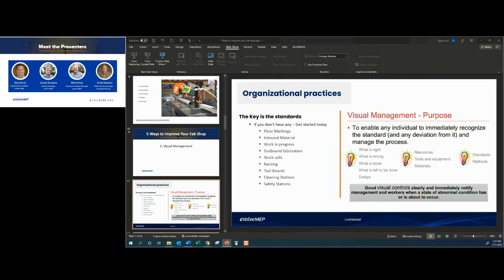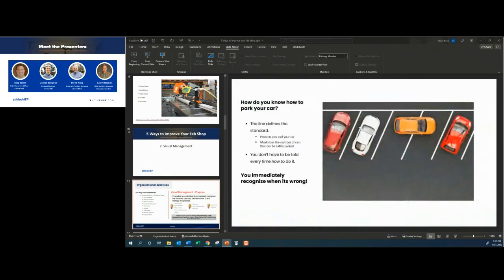So it really lets everybody understand what the proper condition should be in any given place in the fab shop. Here is just an example of it. How do you know how to park that car, right? So the line is defining the standard. That line protects your car and it protects you, and it maximizes the number of cars that can be parked, right? Everybody knows this, and you don't have to be told how to park your car. When you teach your child to drive for the first time, it's really pretty simple to teach them how to park a car: park it between the lines. It's about as simple as it is.